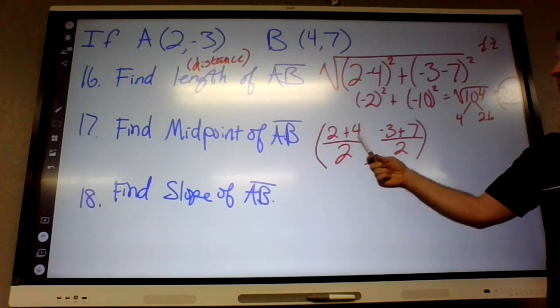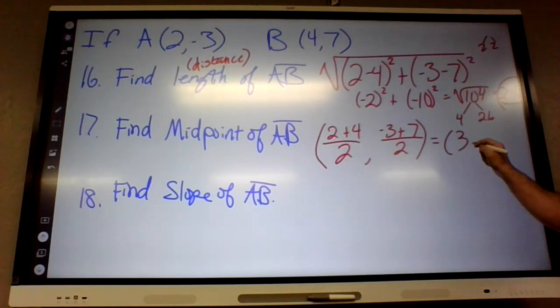Oh, 2 plus 4 is 6 divided by 2 is 3. Negative 3 plus 7 is 4 divided by 2. Can you put that in your calculator?